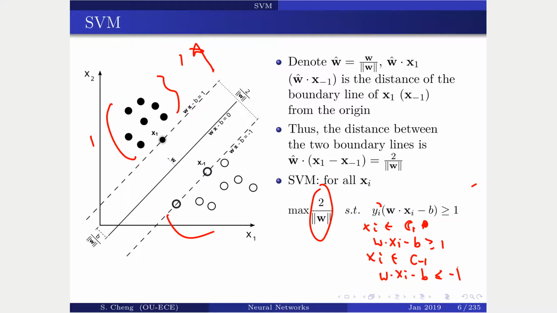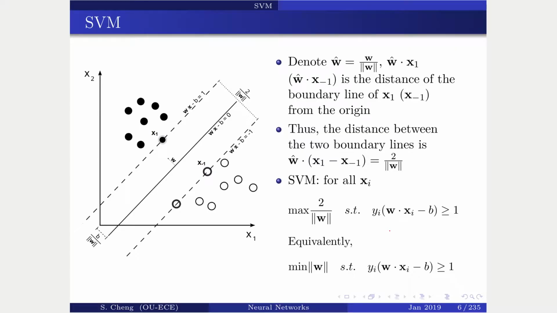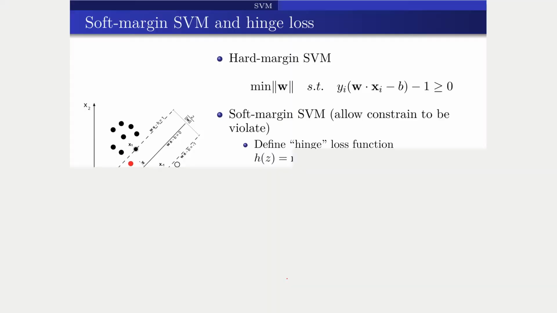So this equation just summarizes both equations here. Because if xi is in class minus 1, then yi will be equal to minus 1, and if xi is in class 1, then yi is equal to 1. So I just have this. And then, equivalently, maximizing this is just minimizing the norm itself, right? And that will basically be the SVM optimization problem.